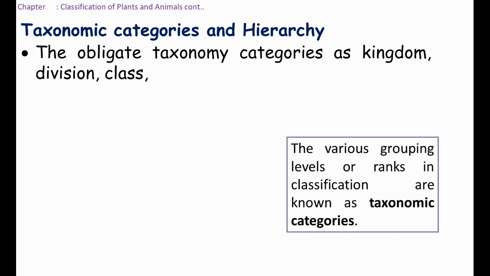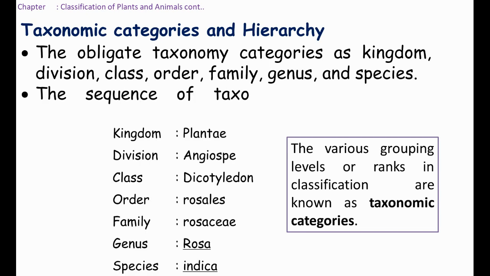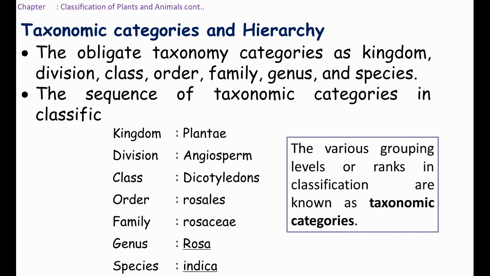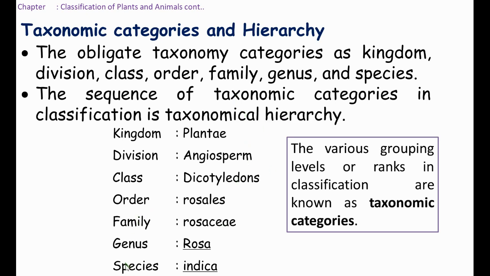Today I am going to teach what? Taxonomic category and hierarchy. First of all, what do you mean by taxonomic category? Here you can see on the screen: species, genus, family, order, class, division, kingdom. These are all called taxonomic categories. Species, genus, family, order, class, division and kingdom.